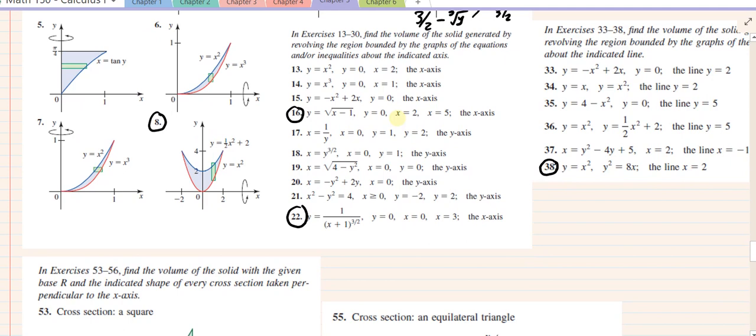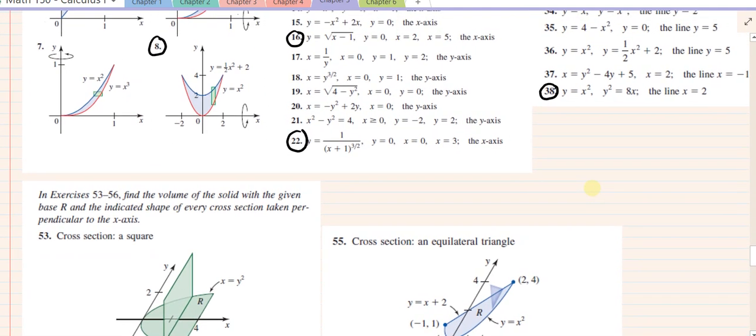In number 16 here, exercises 13 through 30 read, find the volume of the solid generated by revolving the region bounded by the graphs of the equations and/or inequalities about the indicated axis. Okay, so let's take a look, starting with number 16. In number 16 we have y equals square root of x minus 1, y equals 0, x equals 2, and x equals 5. Okay, so let me copy these so it will go faster for us.